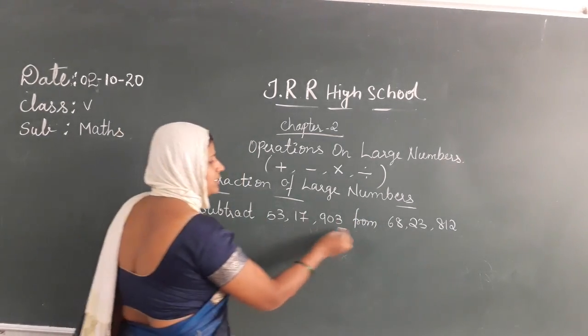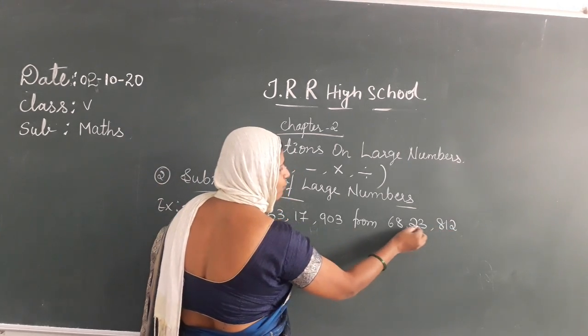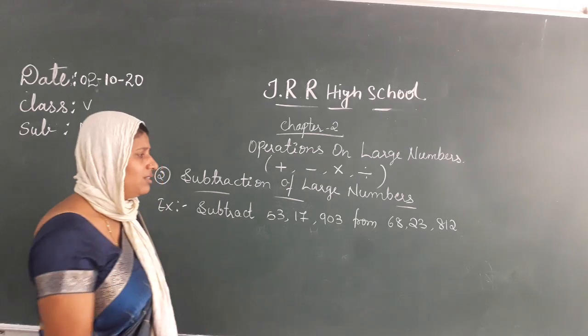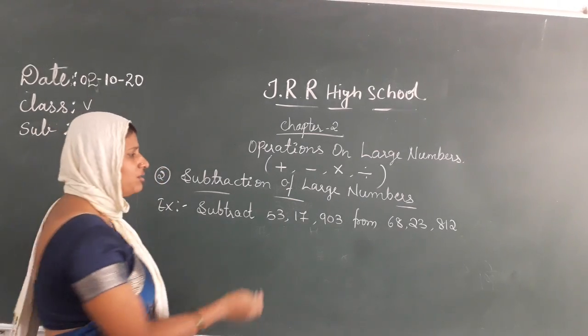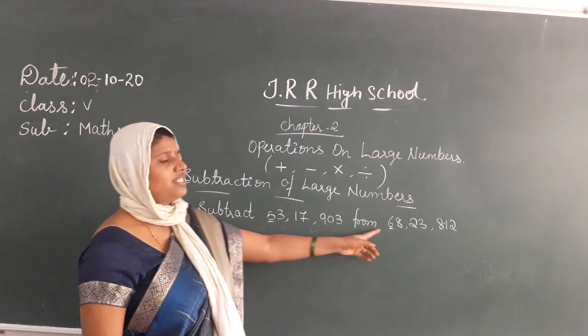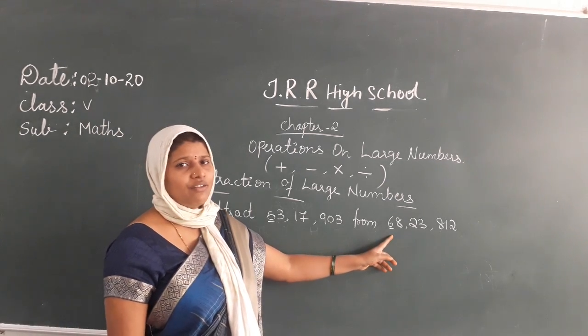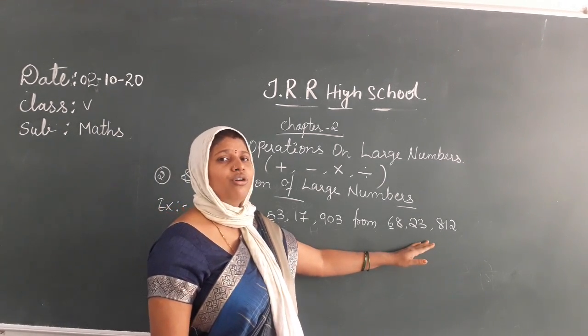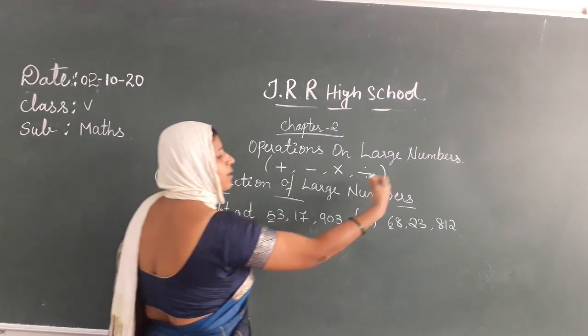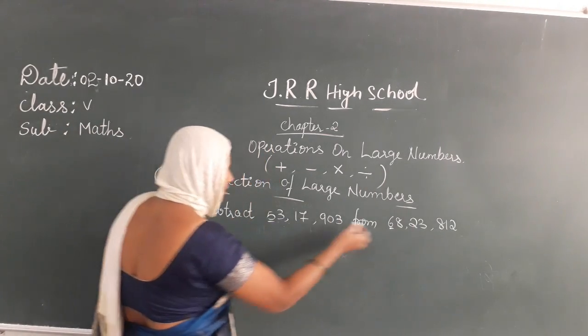We have already learned the comparison of numbers, right? How many digits is it having? 1, 2, 3, 4, 5, 6, 7. 1, 2, 3, 4, 5, 6, 7. As both are having 7 digits, now start comparing the place values. Here is 5, here is 6. As 6 is greater than 5, this number you have to write first. Now subtract this from this. So always the second number will be written first.